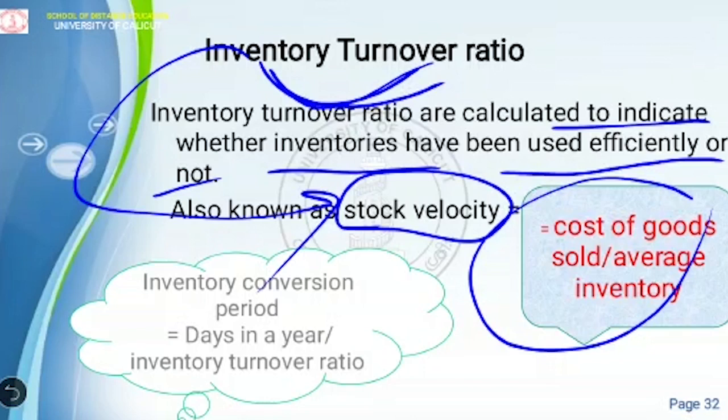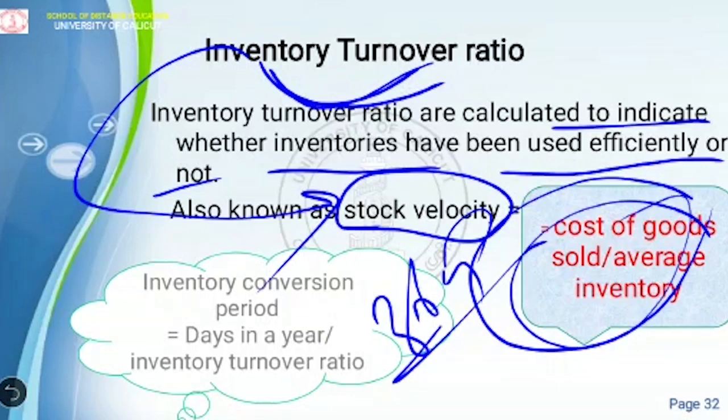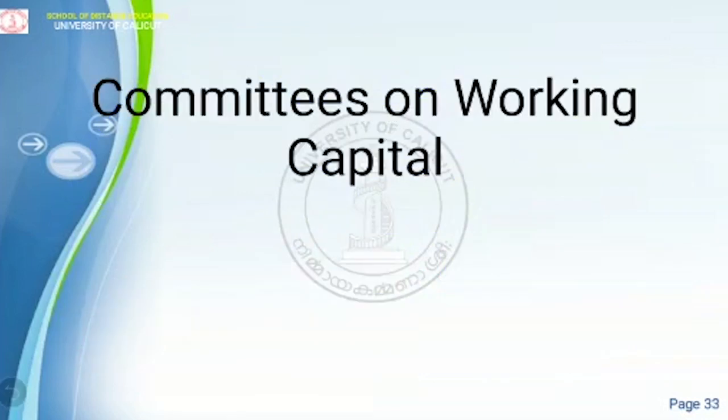Then inventory conversion period. Sometimes your question will be like this: what is the inventory conversion period? It can be calculated using days in a year, usually 365, divided by inventory turnover ratio. So 365 or 360 divided by the ratio, you will get the inventory conversion period. This kind of question also you have to expect from this area.